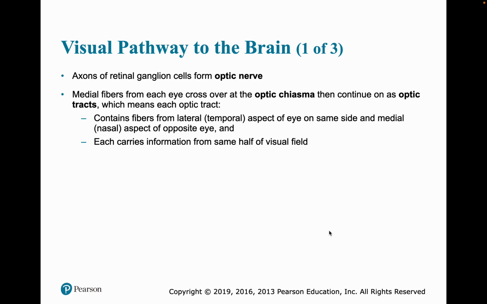The axons of the retinal ganglia form the optic nerve. The medial fibers from each eye cross over at the optic chiasma and then continue on as optic tracts, which means each optic tract contains fibers from the lateral aspect of the eye on the same side and the medial aspect of the opposite eye, and each carries information from the same half of the visual field.